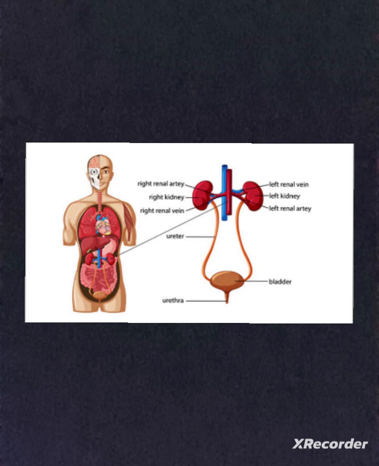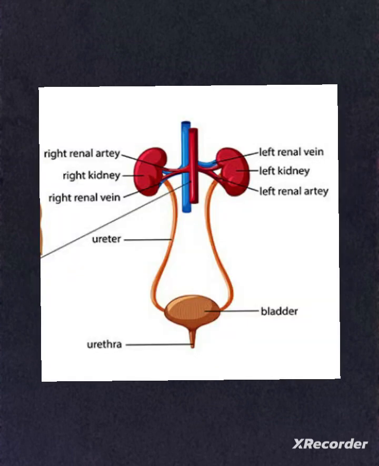Each human adult kidney has a length of 10 to 12 centimeters and a width of 5 to 7 centimeters, and it weighs around 120 to 170 grams. Now, ureter. A pair of thin muscular tubes called the ureter comes out of each kidney. It carries urine from the kidney to the urinary bladder.